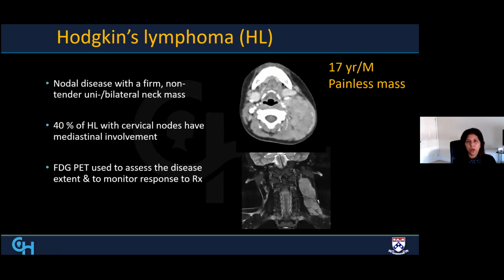So usually Hodgkin's lymphoma, and I have written the age of the patient and the presentation wherever it has come. Please pay attention to that, because that will be one of the features which will help you narrow your diagnosis, or tell us what is the more common tumor in that age group. So this 17-year-old male presented with a painless neck mass.